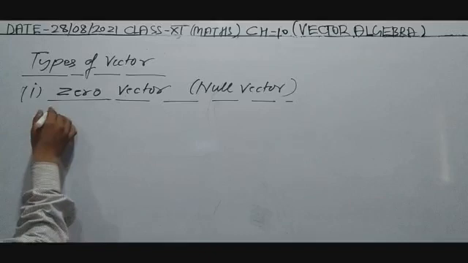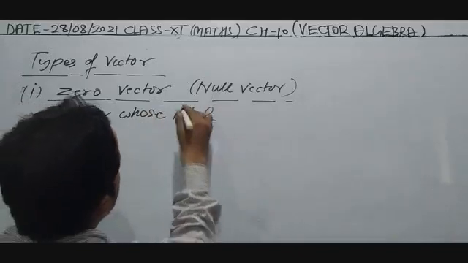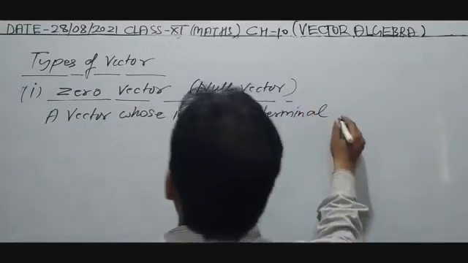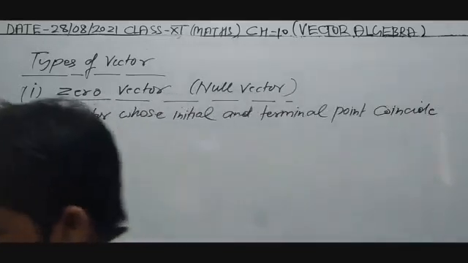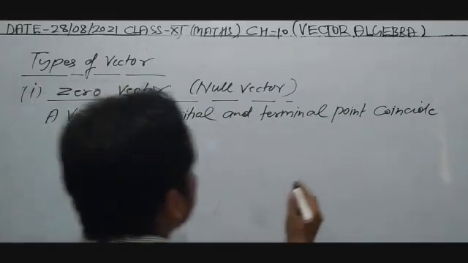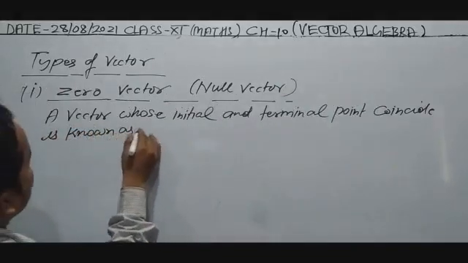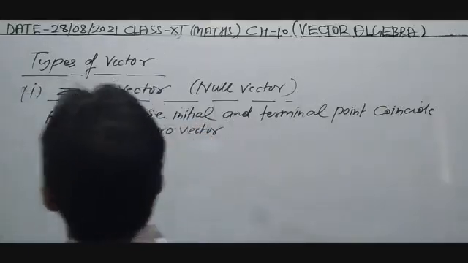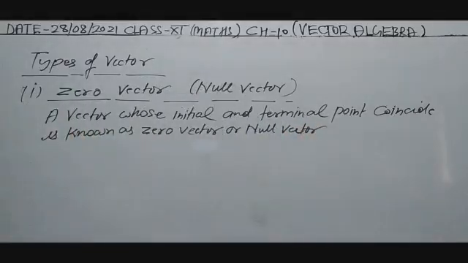Means a vector whose initial and terminal points coincide is known as zero vector or null vector. Zero vector or null vector.